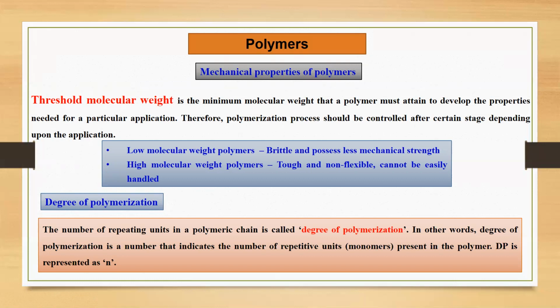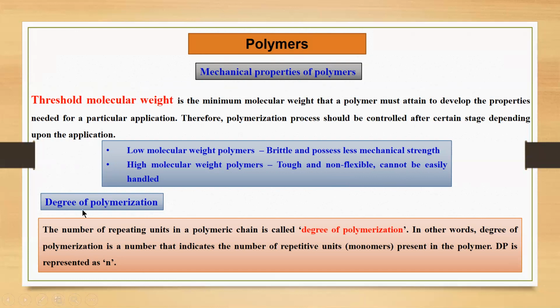Now, the knowledge of it is important because we need to stop or control our polymerization process at that stage, depending upon what application we require. So this is known as threshold molecular weight. For example, low molecular weight polymers are brittle and possess less mechanical strength, while high molecular weight polymers are tough and non-flexible. They cannot be easily handled. So their variable molecular weight leads to variable applications.